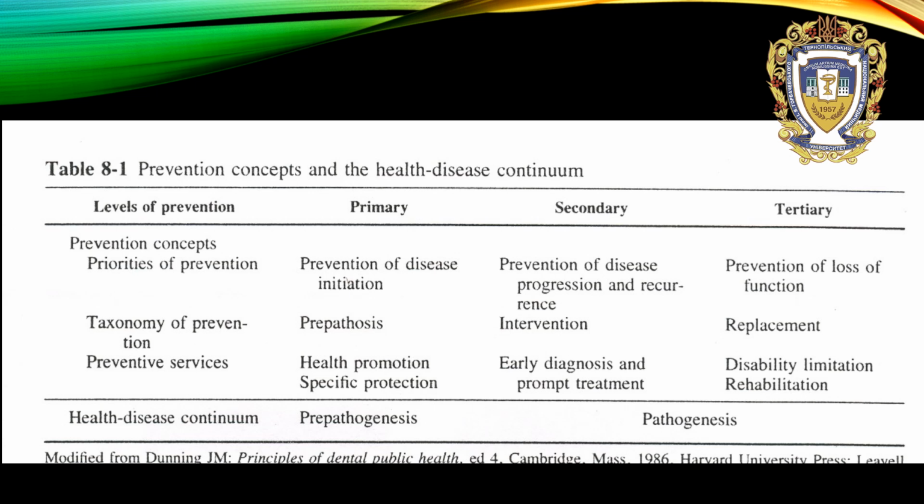The next prevention concept is taxonomy of prevention. And this concept in the primary level of prevention is prepathosis. In secondary, intervention, but in tertiary, replacement.